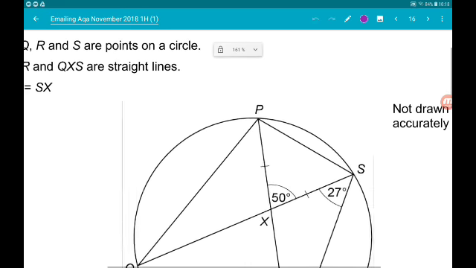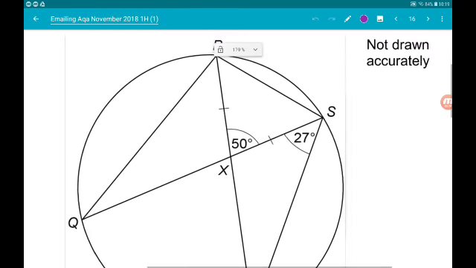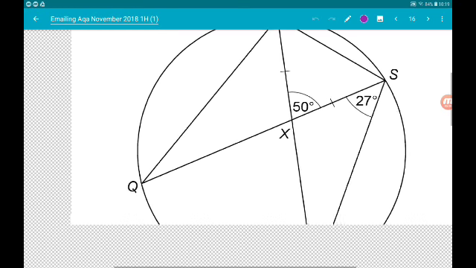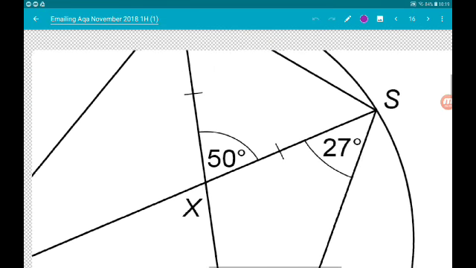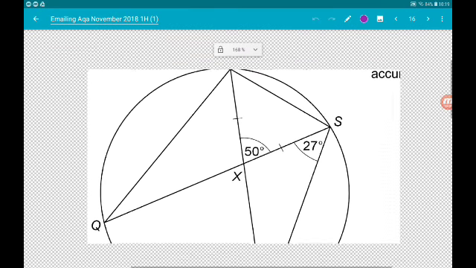Okay, number 20. We've got a circle theorem. So P, Q, R and S are points on a circle. P, X, R and Q, X, S are straight lines. Px is equal to Sx. So Px is equal to Sx. Okay, cool.